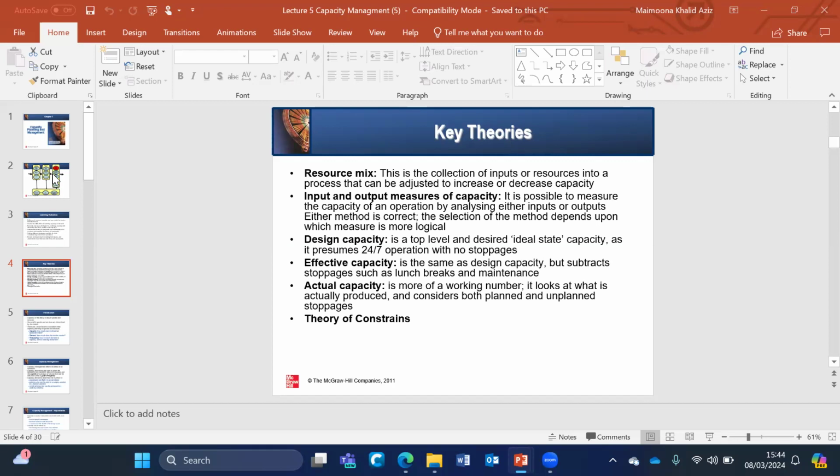Effective capacity is the same as design capacity, but it has stoppages such as lunch breaks and maintenance. Actual capacity is more of a working number, and it looks at the actual produced amount and considers both planned and unplanned stoppages.